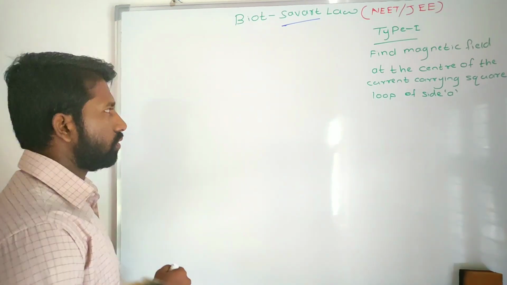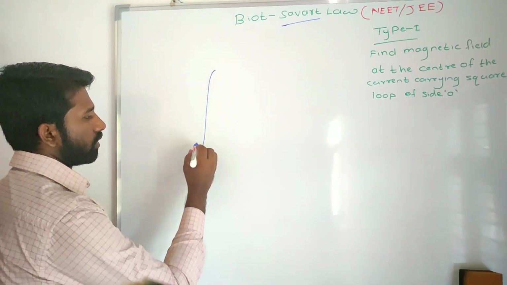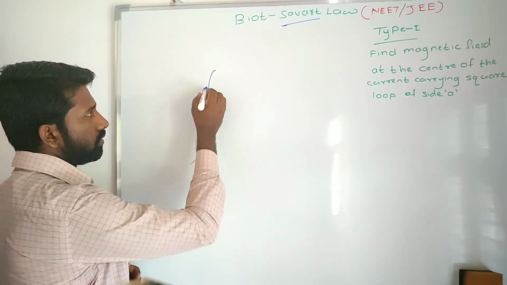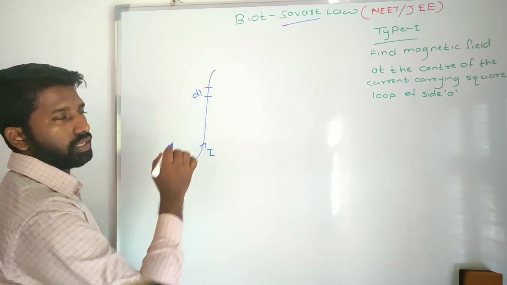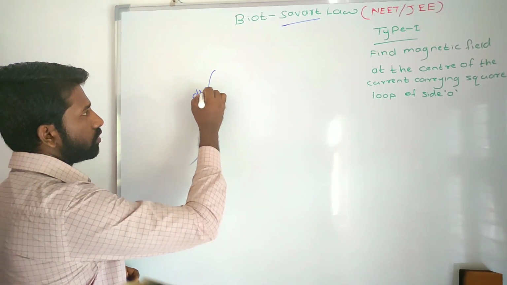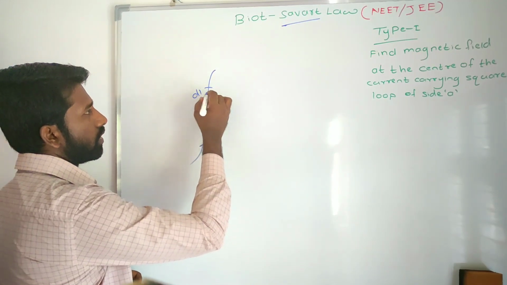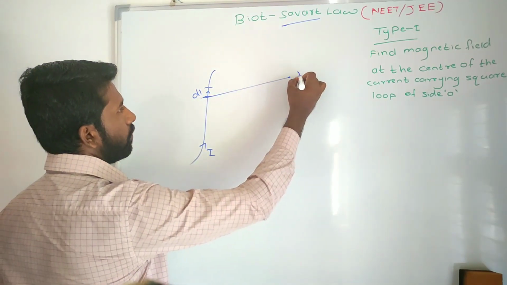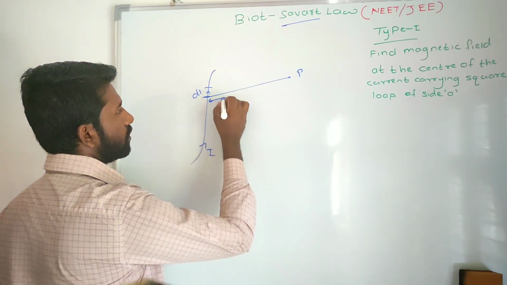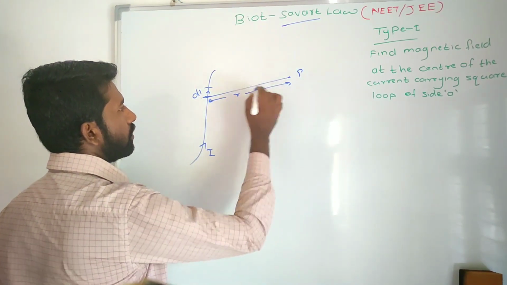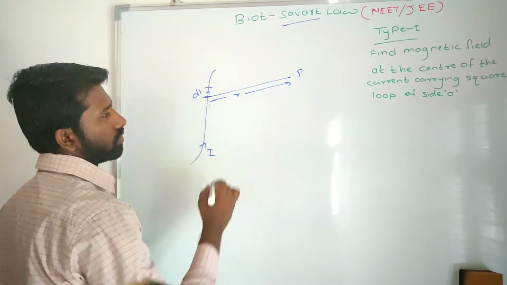Okay, so I am considering a current carrying conductor. This is a current carrying conductor and a small element dl. Through this, current I passes in this direction, and there is a point P which is at distance r from the current carrying conductor.